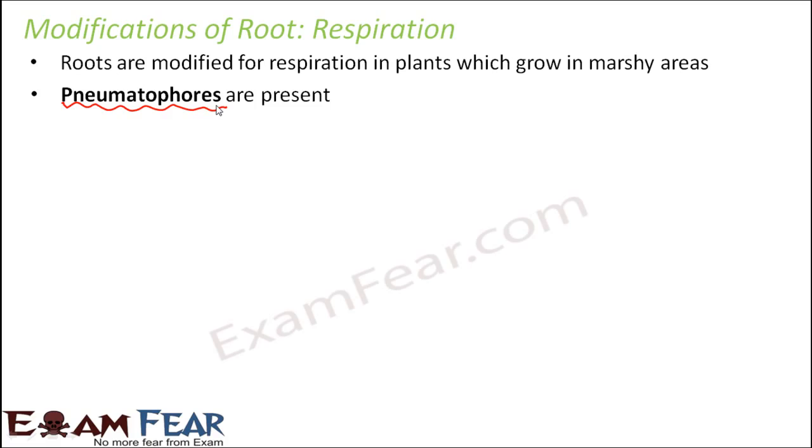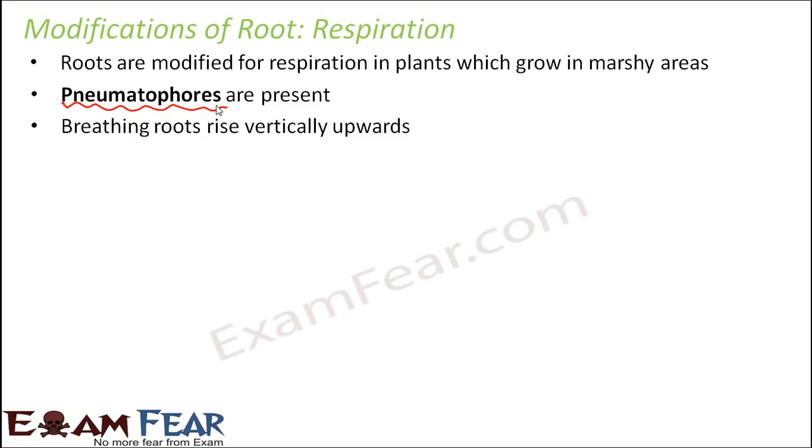So for these plants in swamps or marshy areas, what happens in such areas? The oxygen content is less. So there is less oxygen in marshy areas. Therefore, in order to adapt to those kind of circumstances, specialized structures develop from roots which act as respiratory organs, and these specialized structures are known as pneumatophores. They are also known as breathing roots because these specialized structures help in exchange of gases, or help in breathing. So these breathing roots rise vertically upwards.